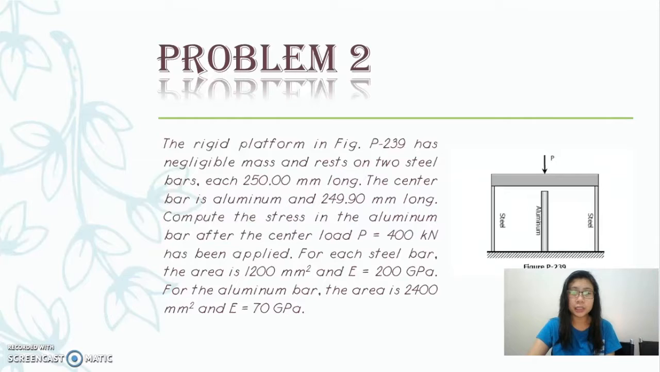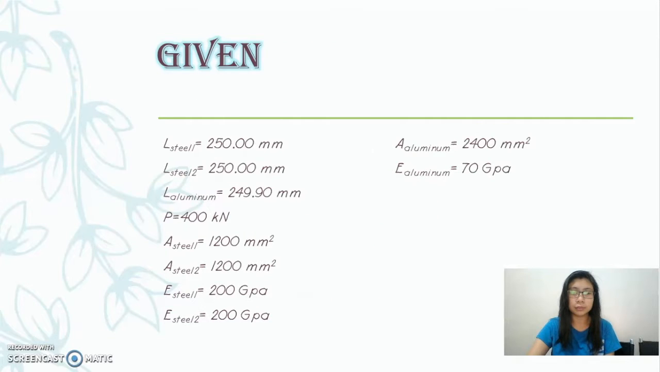For each steel bar, the area is 1,200 square millimeters and a modulus of elasticity of 200 gigapascal. For the aluminum bar, the area is 2,400 square millimeters and a modulus of elasticity of 70 gigapascal. Based from the problem that was given earlier, it is said that the length of the steel 1 and steel 2 is equal to 250 millimeters. The length of the aluminum is 249.90 millimeters.